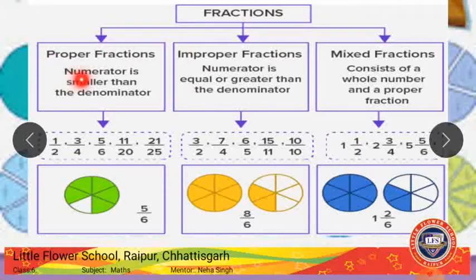Proper fraction, numerator is smaller than denominator. Improper, numerator is equal or greater. Mixed, it contains a whole number and a fraction, and that fraction will be a proper fraction. So here examples also are given, right?